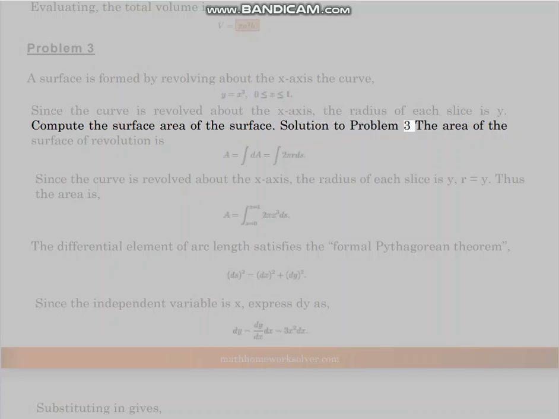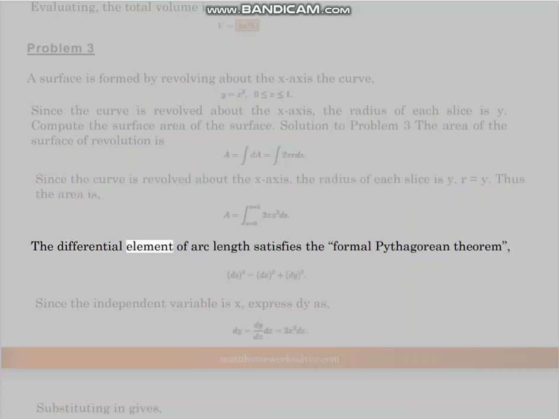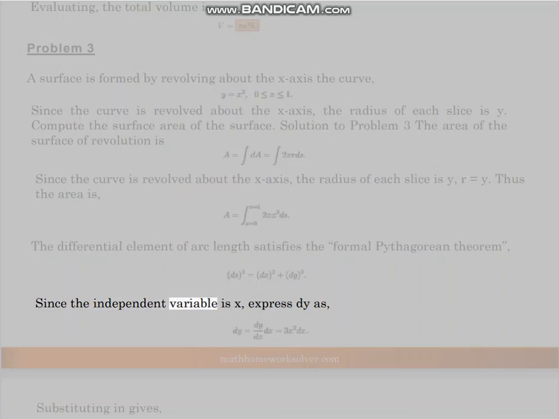Solution to problem 3. The area of the surface of revolution is the integral of 2 pi r ds. Since the curve is revolved about the x-axis, the radius of each slice is y, r equals y. Thus the area is as follows. The differential element of arc length satisfies the formal Pythagorean theorem. Since the independent variable is x, express dy as.